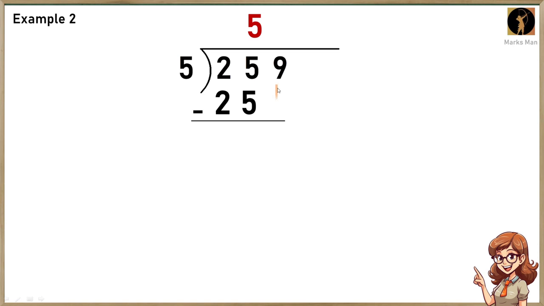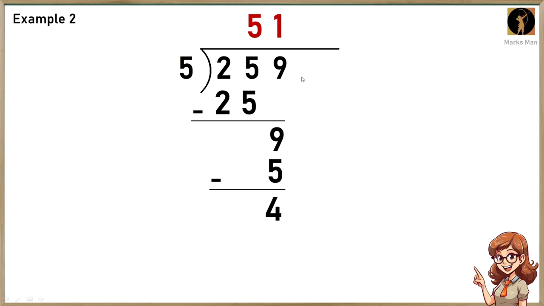So you need to bring down this number 9. Next step, you need to divide this number 9 from your divisor. So 9 divided by 5, that is equal to 1. And then you need to multiply this number 1 to your divisor. So 1 times 5, that is equal to 5. And then you need to subtract this number 5. Now 9 minus 5, that is equal to 4. Now, 4 is smaller than 5. And you don't have any number to bring down.